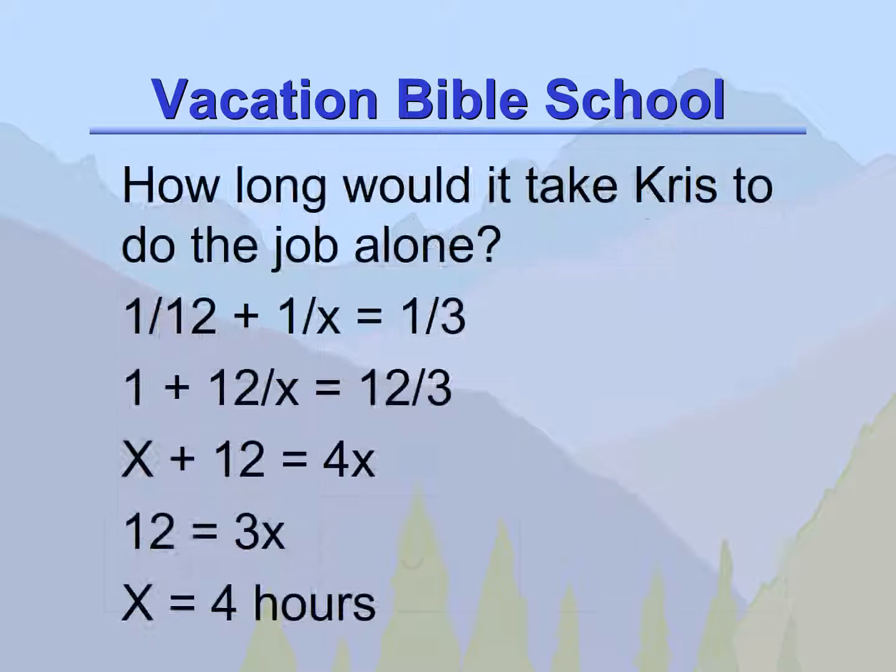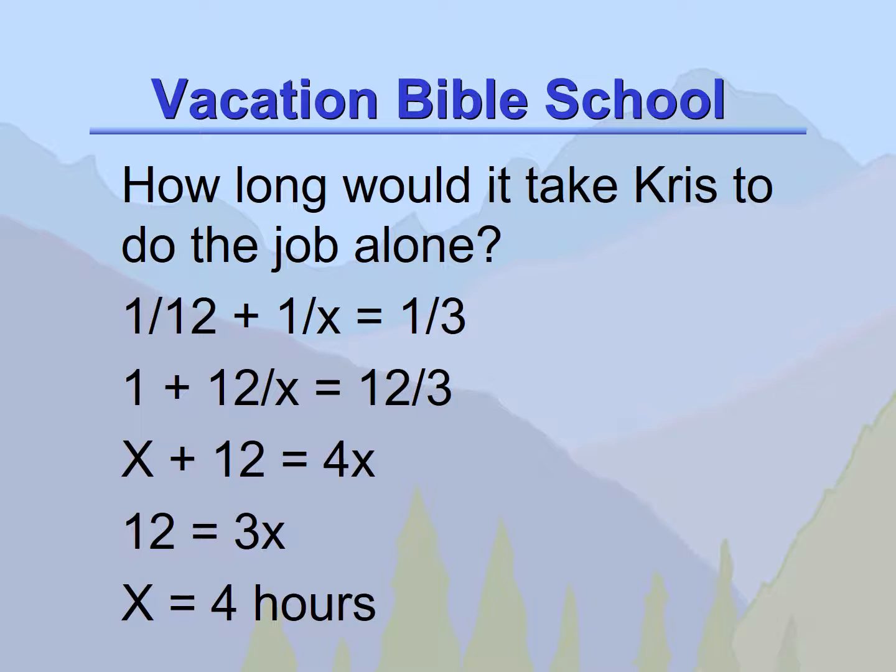So it'll be 12 plus 1 over x equals 1 over 3. We'll kill our fraction. We'll start with multiplying everything by 12. So we get 1 plus 12 over x equals 12 over 3. Remember, 12 over 3 is the same as 4.